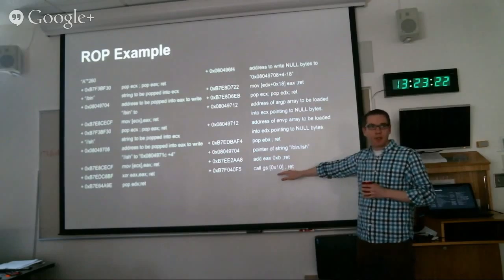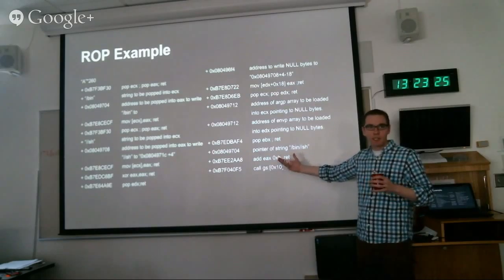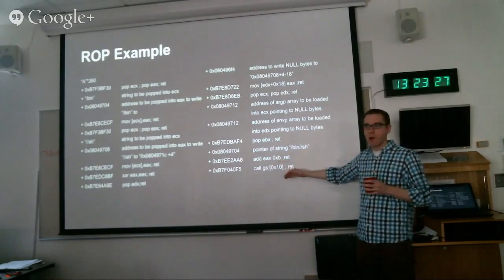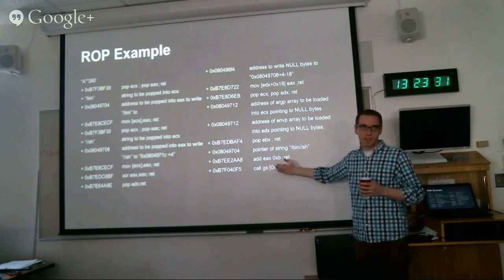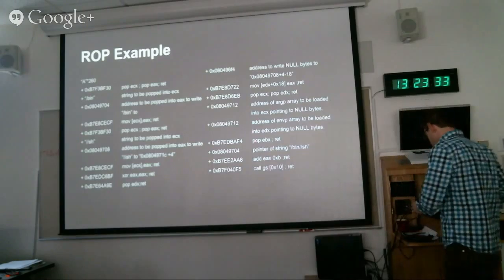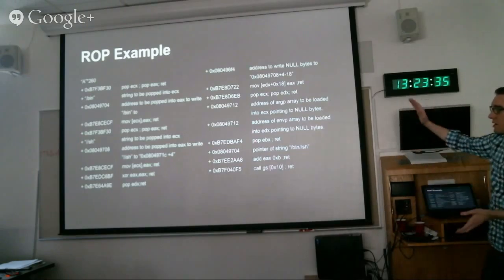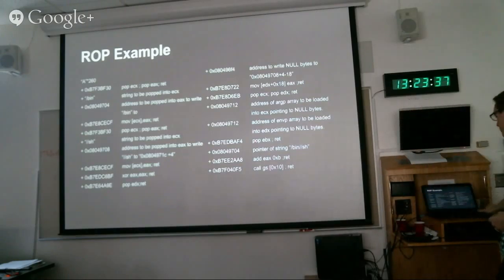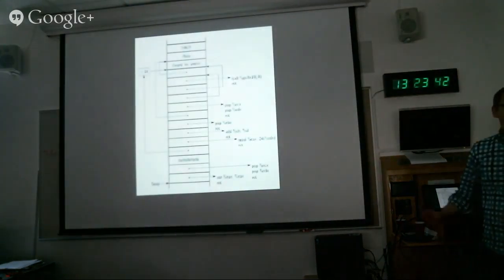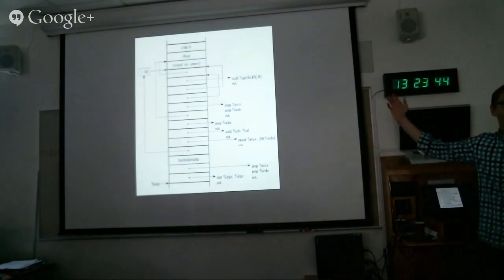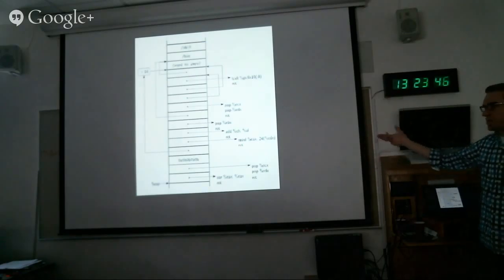So turns out there aren't any interrupts in libc because libc is already kernel stuff. So we have to do a system call a different way, and that's using this call GS syntax, but it's essentially the same thing as an interrupt. So if we were to put all of this onto the stack, it would look something like this. This is a picture that I found online, so it's basically the same thing.